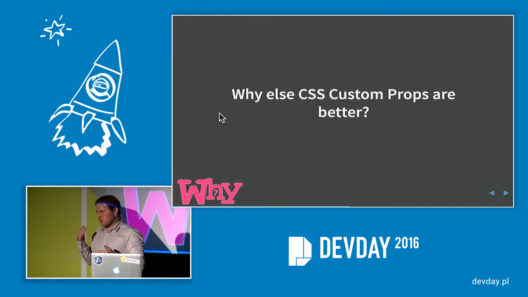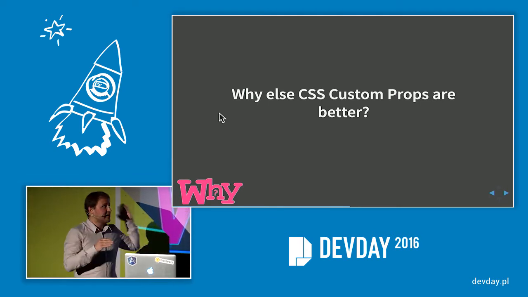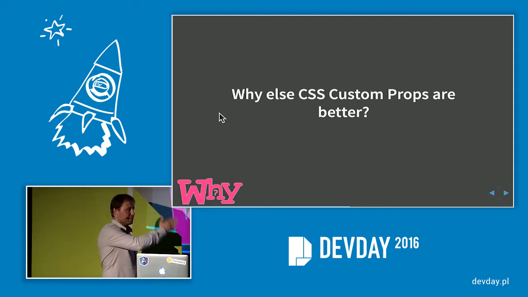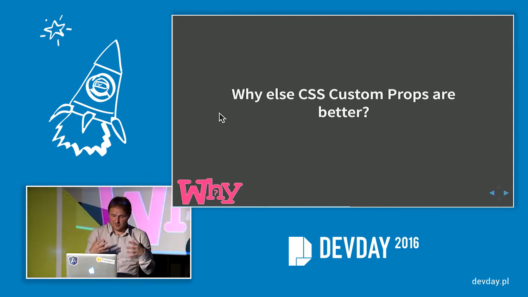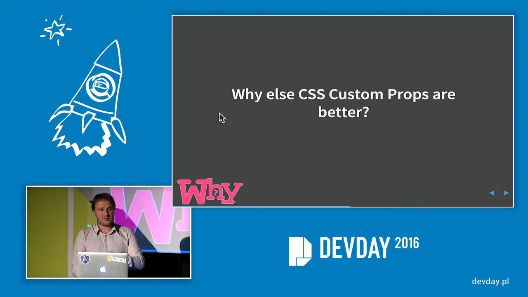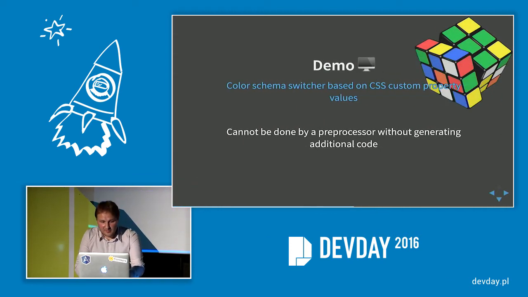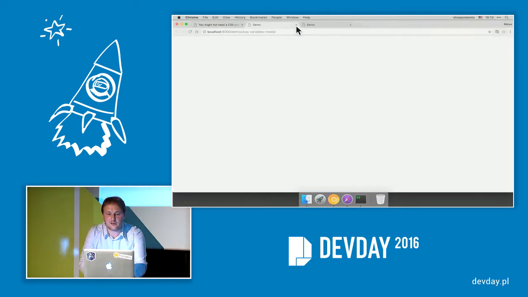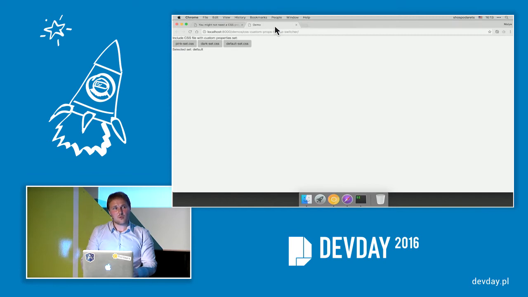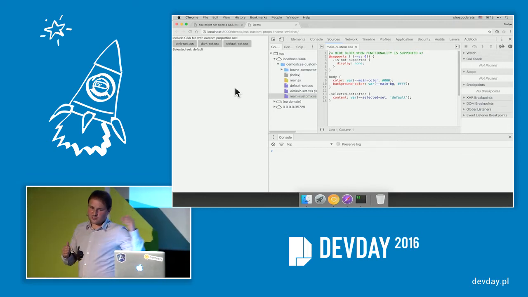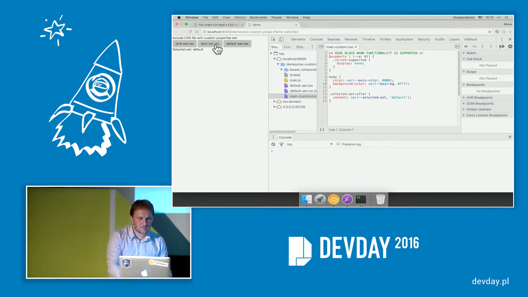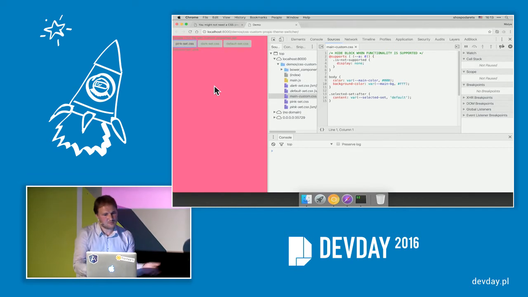Why else? If you're not absolutely sure they are live, I showed you many good examples of why CSS variables are better than something in preprocessors. I will show you an example of what you cannot do with a preprocessor. You can do it only with CSS variables. So at some point in any project, we want to generate some color scheme. Okay, it was a white one. We want a dark one or pink, something like that.